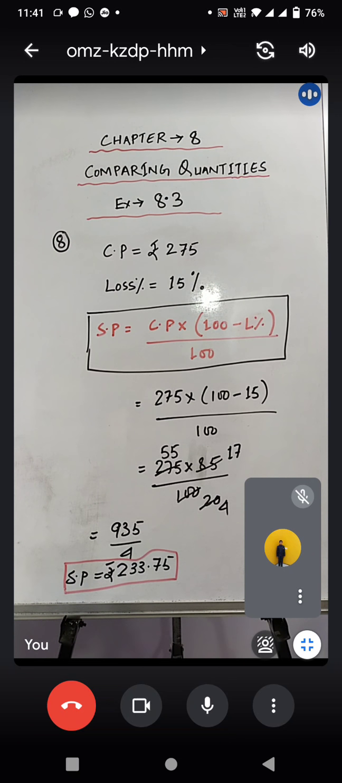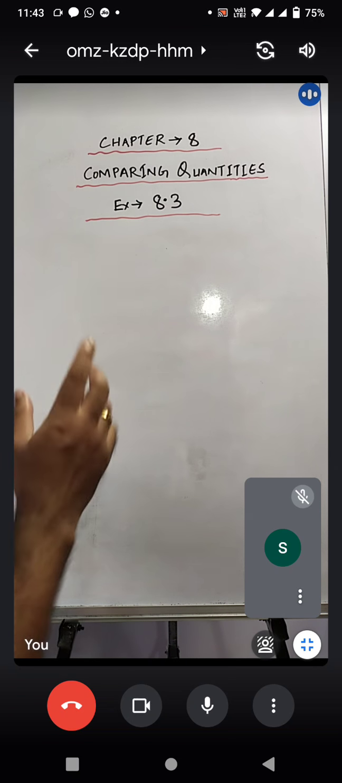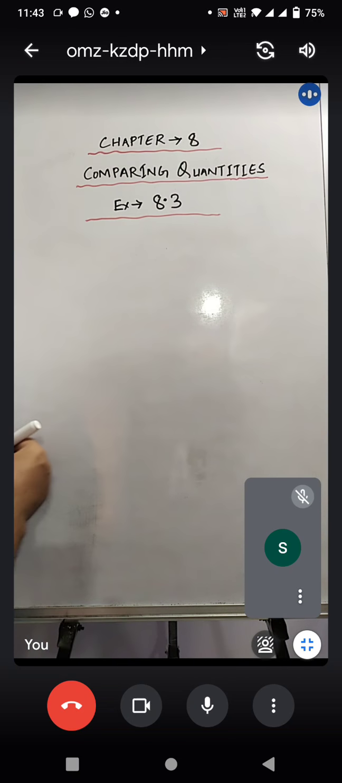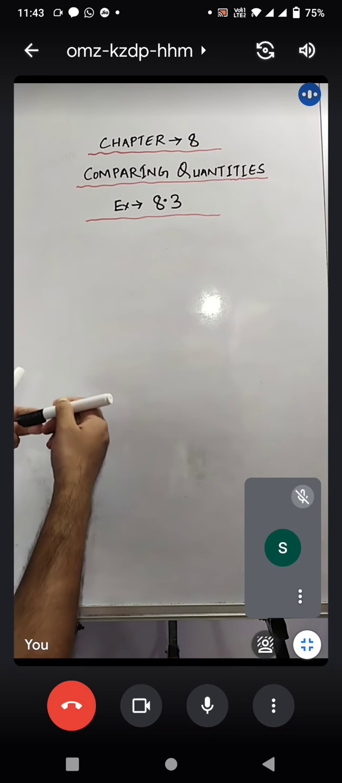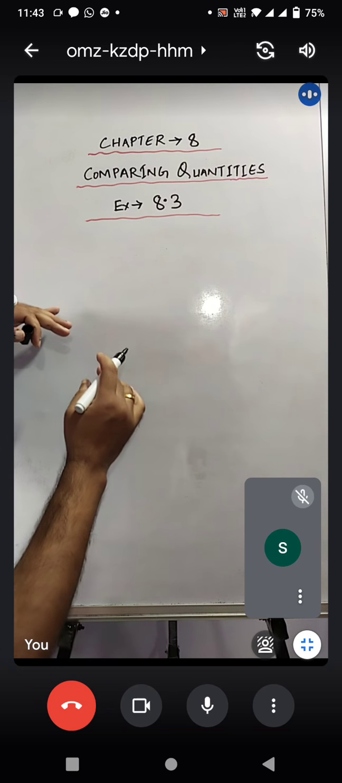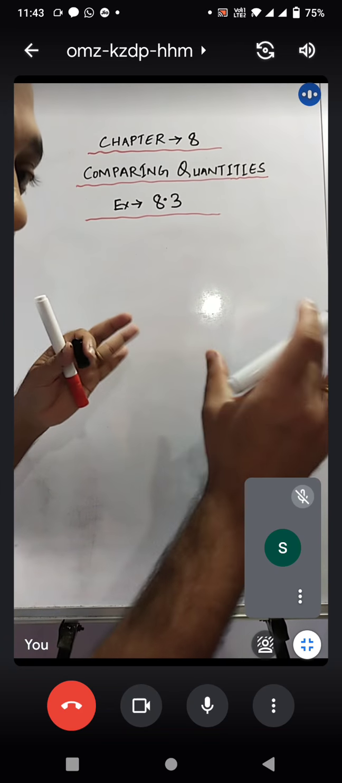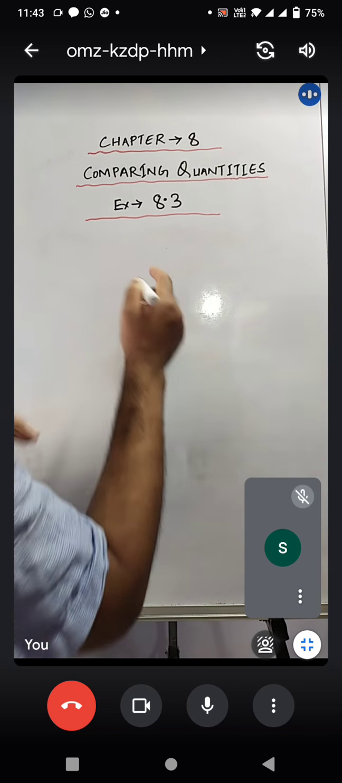So now let's move on to question number 9. Before we start question number 9, I would like to give you some formulas which will be very, very important for the rest of the sums of this exercise. The formulas for what? Simple interest. From this question, we'll start a new part, that is simple interest and amount.